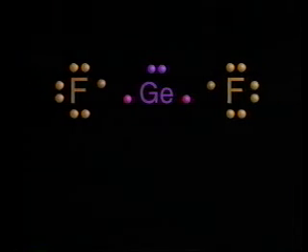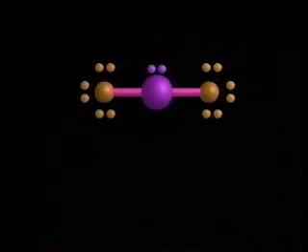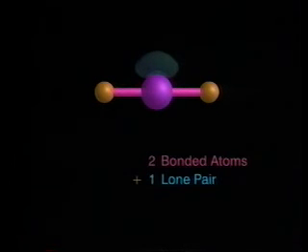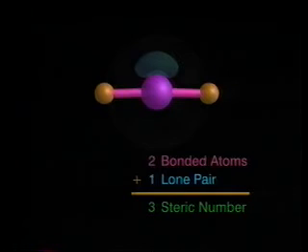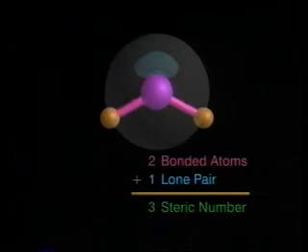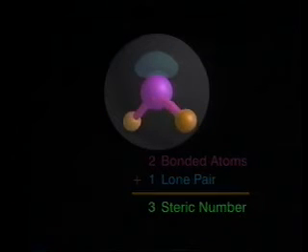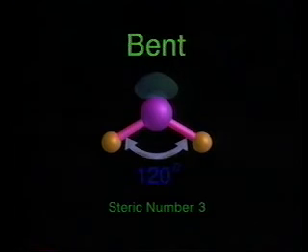Now consider GeF2. This molecule has, in its best dot structure, 2 bonded atoms, but also, unlike BeH2, possesses 1 lone pair. The steric number is 3. Consider 3 objects repelling each other on the surface of an imaginary sphere. These objects will adopt 120-degree angles, and the molecular shape will be bent.